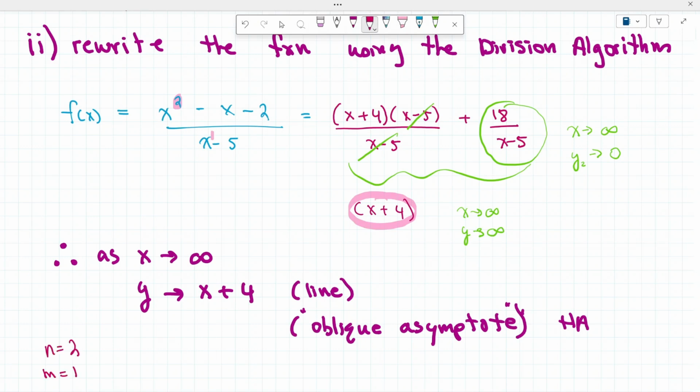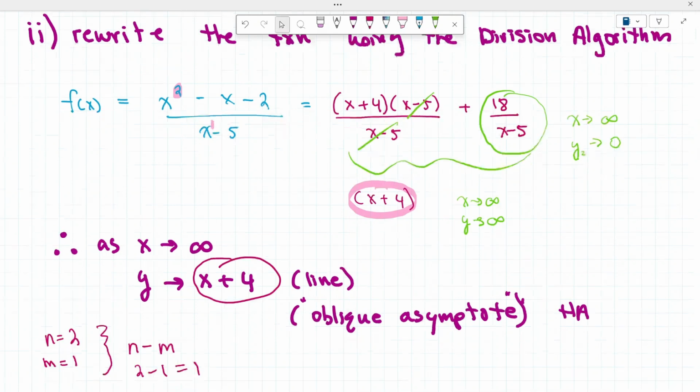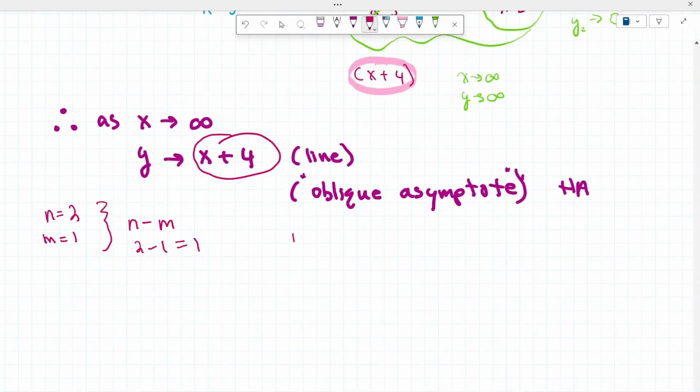And then since we divided, we subtract the exponents following exponent laws. So n minus m is 2 minus 1, which equals to 1. So then the line or oblique asymptote is degree 1. Say, for example, the degree on the numerator was 3. If n equals to 3 and m equals to 1, we would do the same thing. Subtract 3 minus 1, which equals to 2. Therefore, the new asymptote, I'll just quote-unquote horizontal asymptote, is going to be some quadratic function.